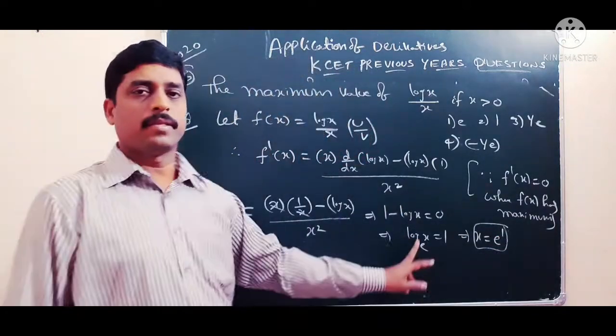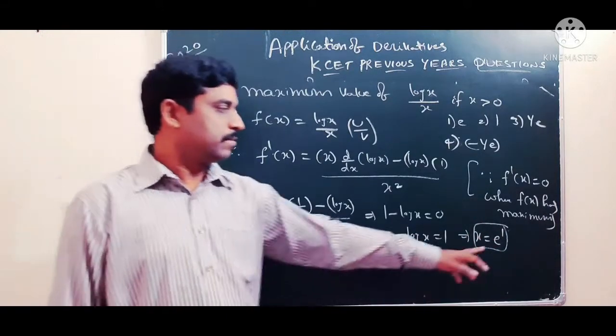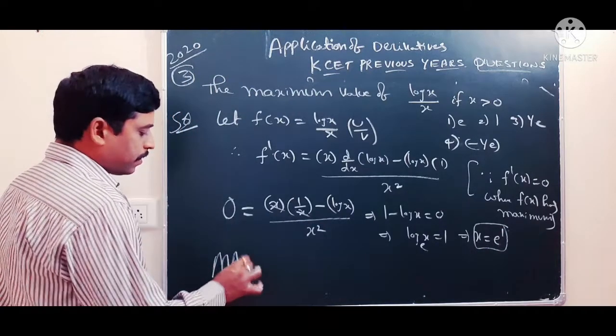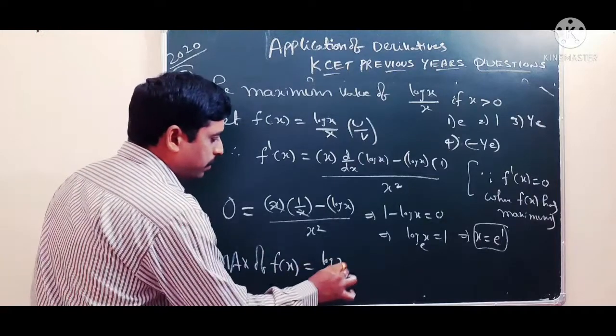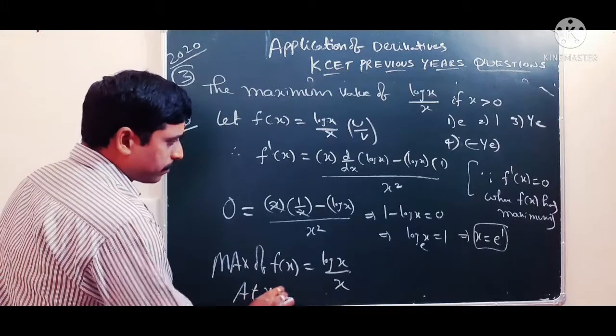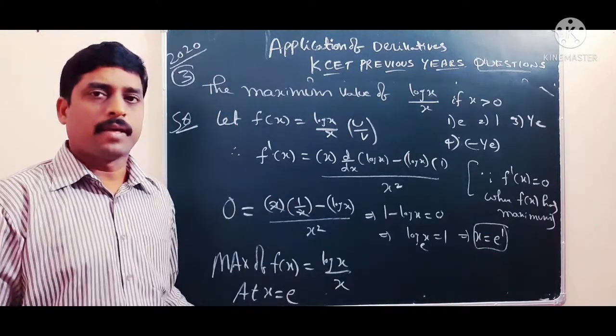So log x base e is equal to 1. x is equal to e to the power 1, which is nothing but e. But our target is the maximum value. The maximum of f of x, what is given? Log x by x is given. That is at x equal to e. At x equal to e, we have to find the maximum value.